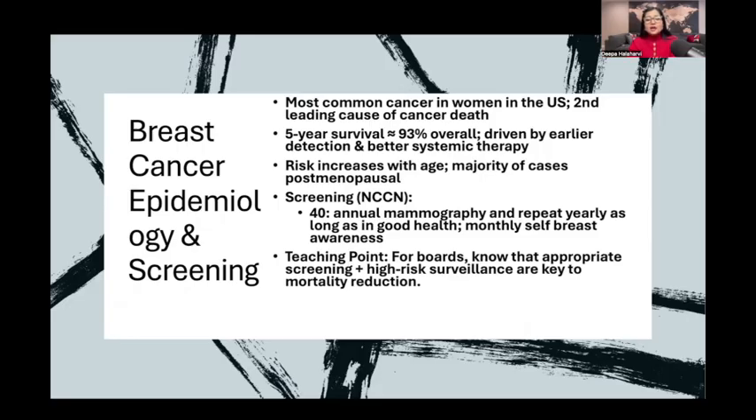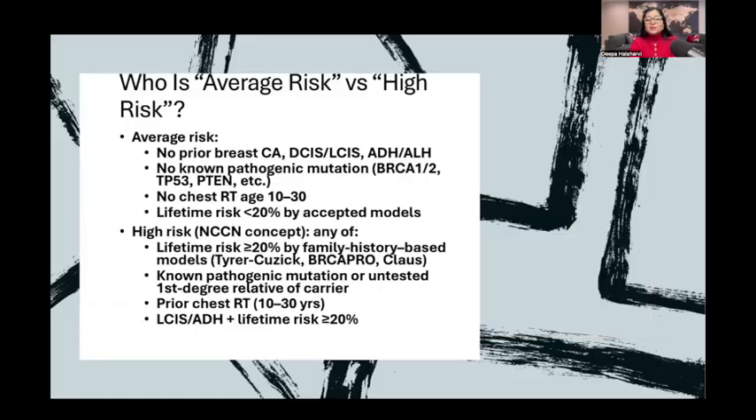And for boards, make sure you know when the appropriate screening is, and when the high-risk surveillance is needed for high-risk patients. We'll go through that here in just a minute. But mammograms decrease mortality by up to 30%.